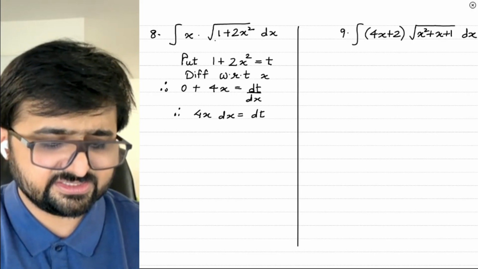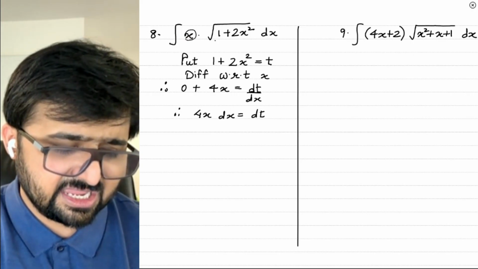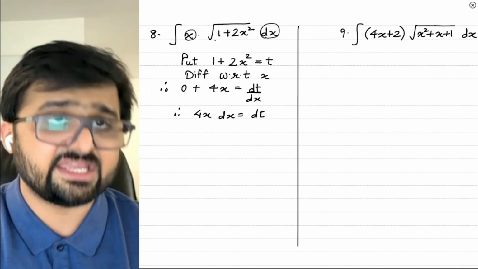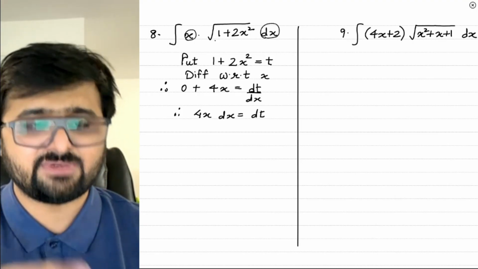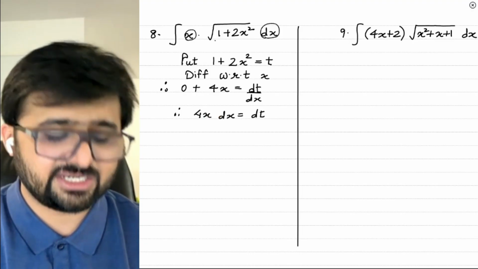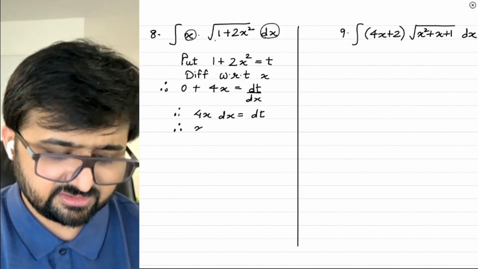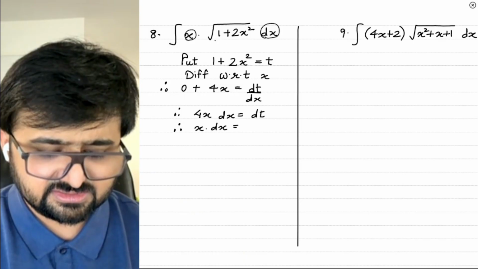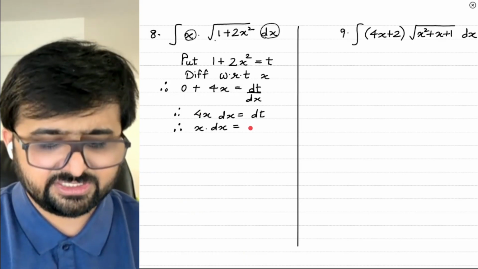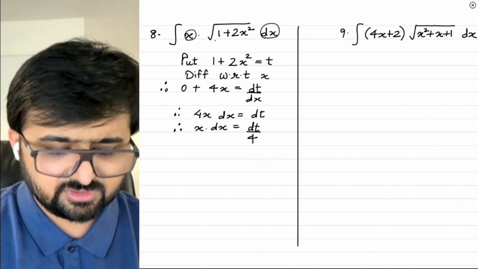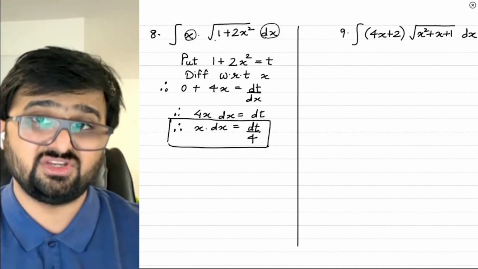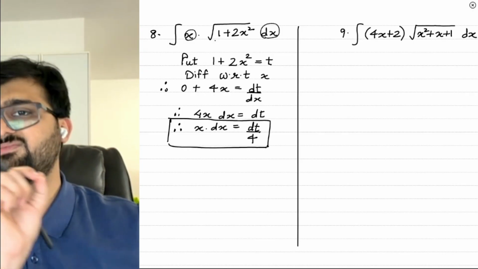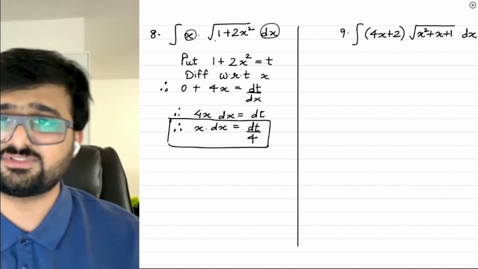But if you notice here, I really need x multiplied by dx. What I really need is x multiplied by dx. So if I want x times dx, I can take that 4 in the denominator: dt by 4. Which is why I said initially that a constant can be managed. Only the variable part is important. That should be present when you do the method of substitution.